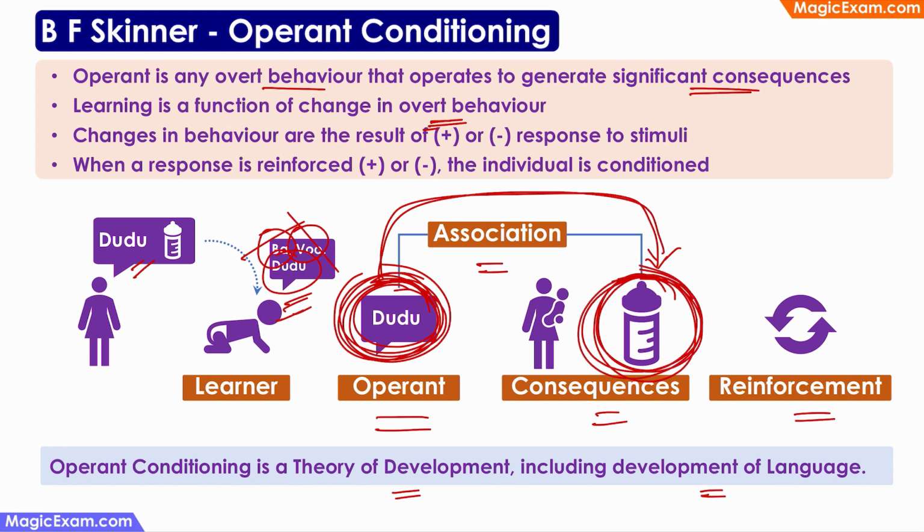And changes in behavior are the result of positive or negative response to stimuli. That is, if the child is crying and the mother says "stop crying" and then comes and gives him a beating, he starts associating the words "stop crying" with beating. So he realizes that if he hears the words "stop crying," then he should immediately stop doing whatever he is doing, because otherwise he'll get a beating. Right? So that way he is negatively responding to the stimulus, being the words "stop crying." And when any response is reinforced positively or negatively, the individual is conditioned. So this is B.F. Skinner's operant conditioning theory.